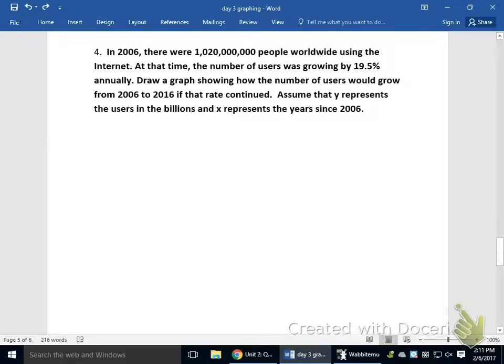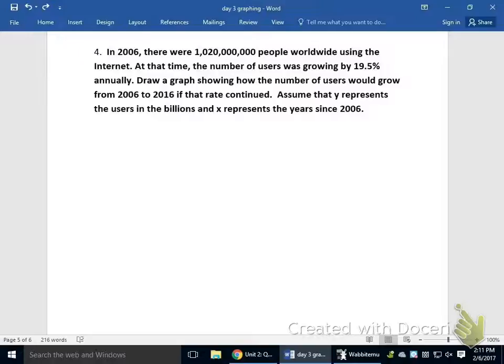Okay, now on this last problem, I'm going to show you how to set it up, then I'll leave the graphing to you on your graphing calculator and be done. This is the last problem we're going over. And it gives you a lot of information. 1.02 billion people worldwide using the internet in 2006. At that time, it was growing by 19.5% annually. It is not actually maintaining that. We'll get into this in just a second.